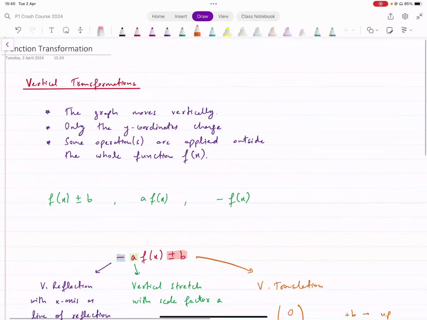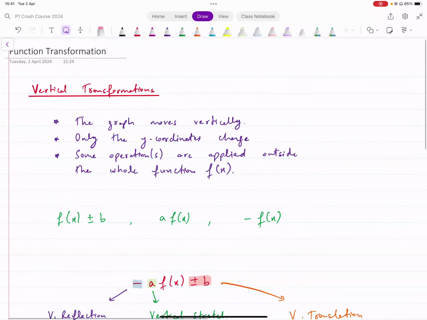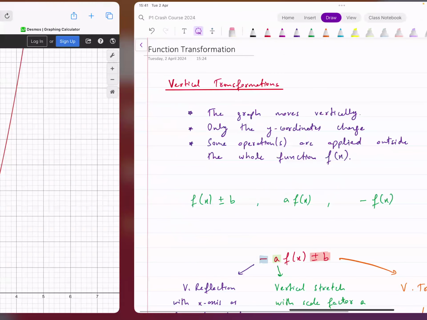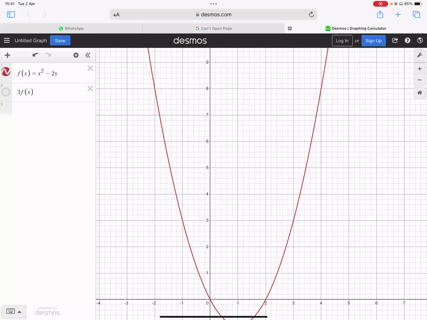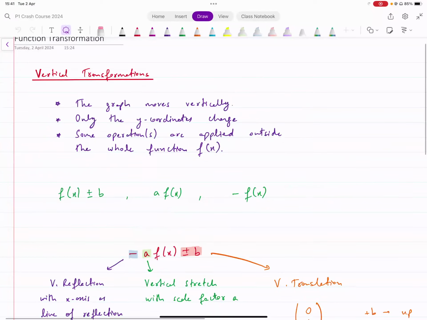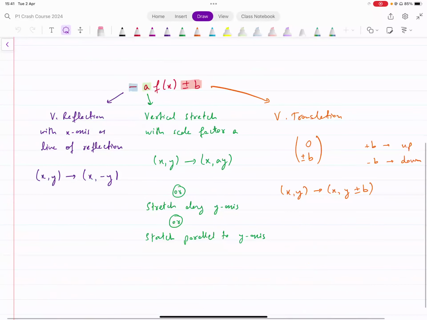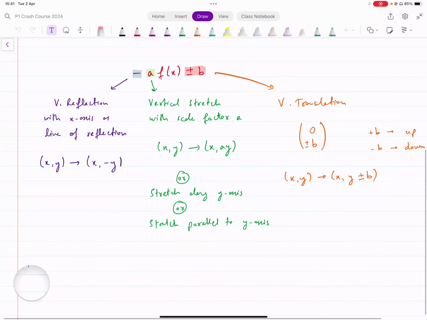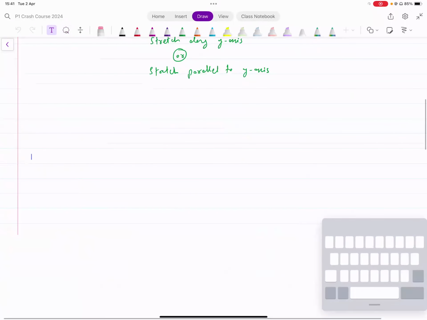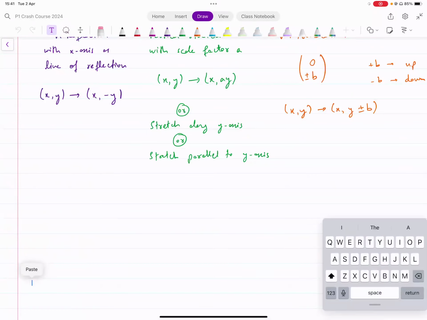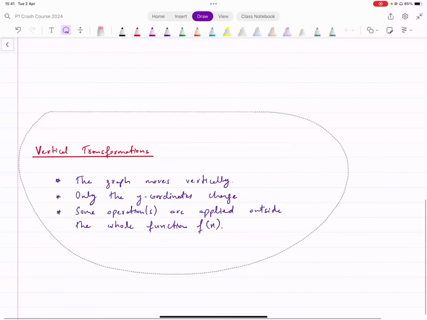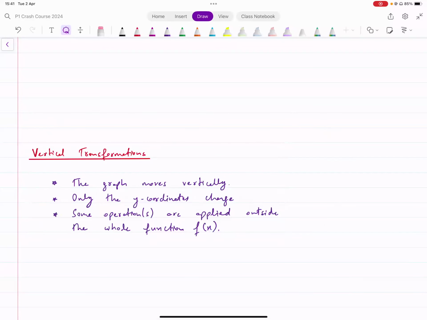Okay, so that's what happens in vertical transformations. All right. Let's talk about horizontal transformations now. What happens in horizontal transformations? Now, in horizontal transformations, something changes inside the function. Okay. Now, let me just copy all of this. So now we're talking about horizontal transformations. Now, they're slightly more tricky because they're a bit counterintuitive. We talked about that in trigonometry earlier as well. Let's talk about them again. Horizontal transformations.